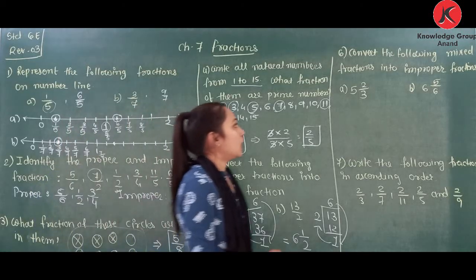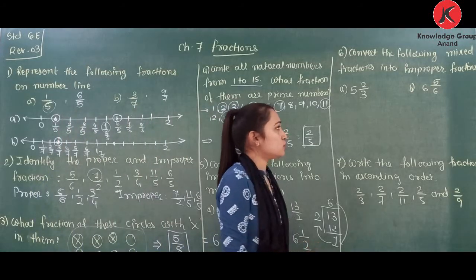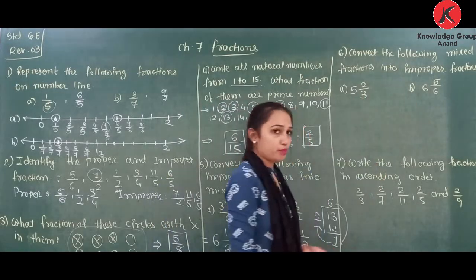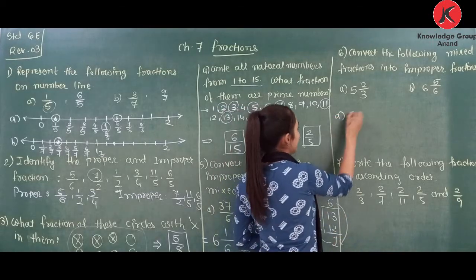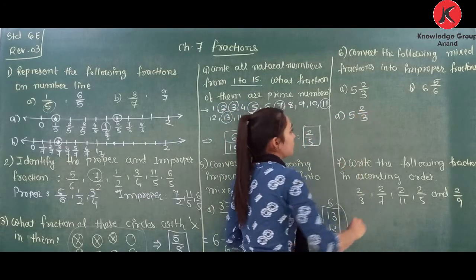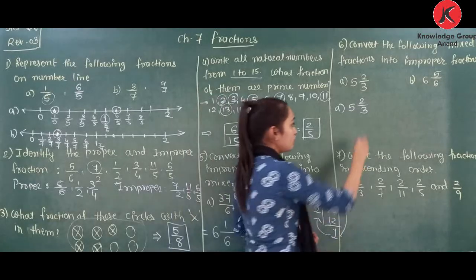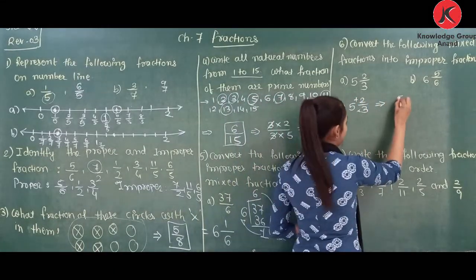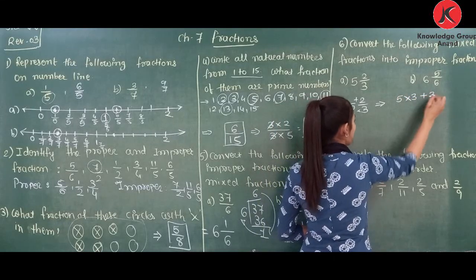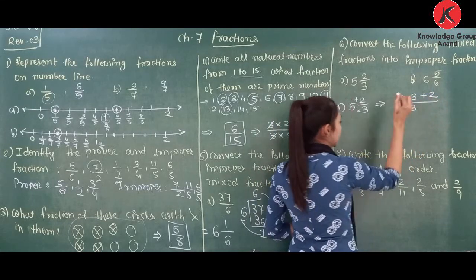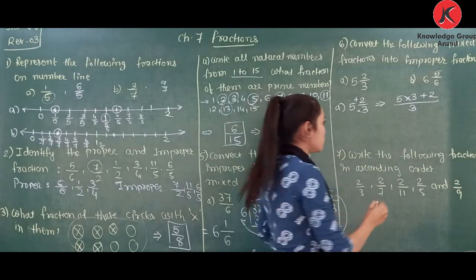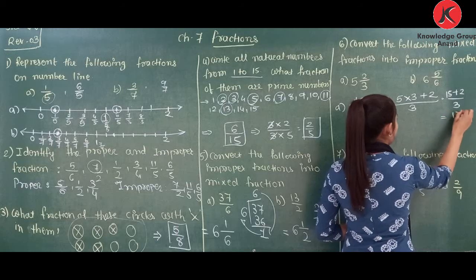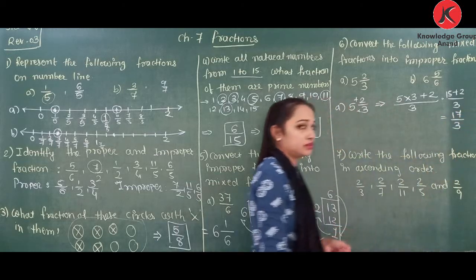Now next one, convert the following mixed fractions into improper fractions. Mixed fractions are given and you need to convert them into improper. So for the first one, 5 2 by 3. How can we represent it? Multiply, and add. So 5 multiply 3 plus 2, divide 3. Denominator remains the same. So 5 3s are 15, plus 2, divide 3. So that is 17 by 3.